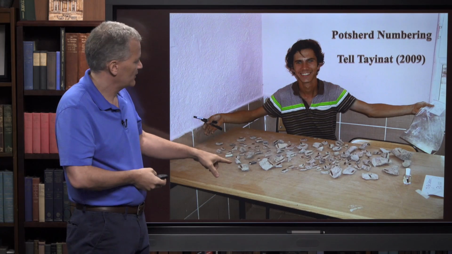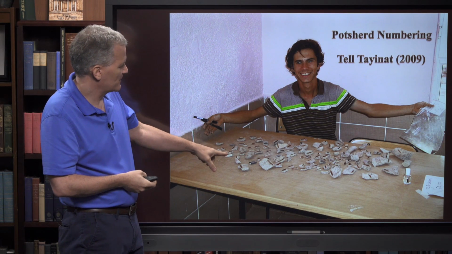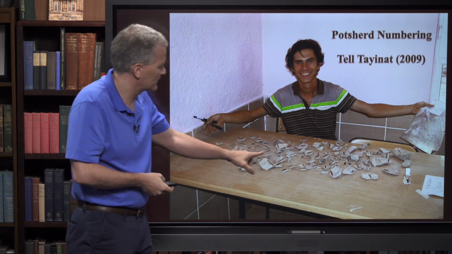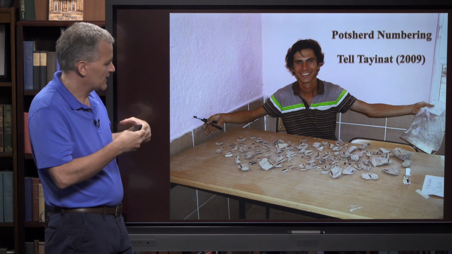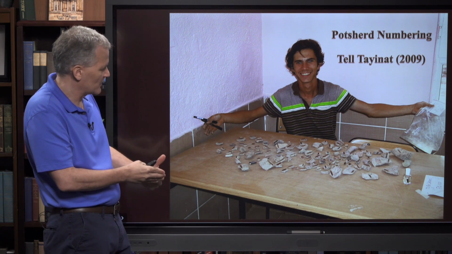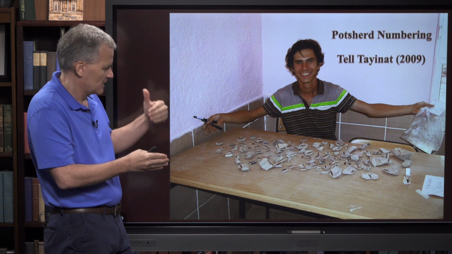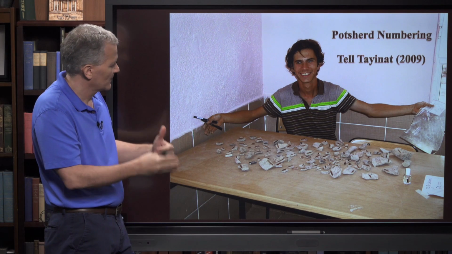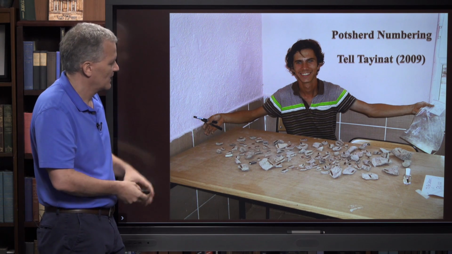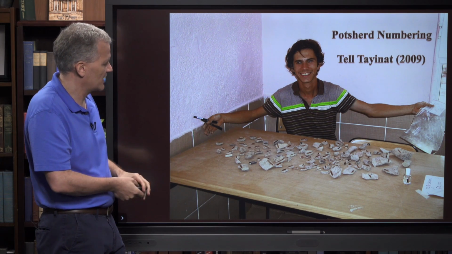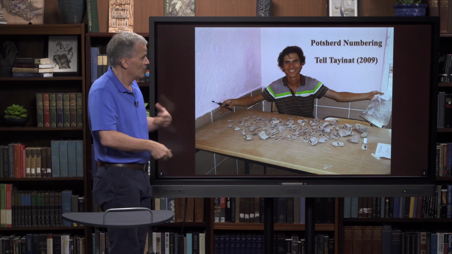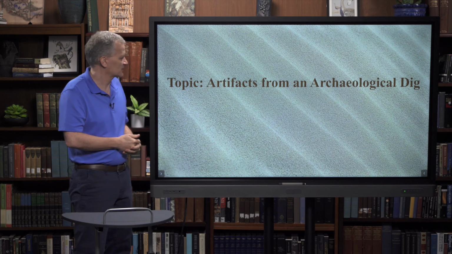and that will help you be able to date it more specifically. So here, this team member is writing codes on each one of these diagnostic pottery pieces so that we can always know exactly where it came from in the site. The right area, the right field, the right square, the right locus. It all can be defined and then recorded on the back of the potsherds. So that's all part of the process.